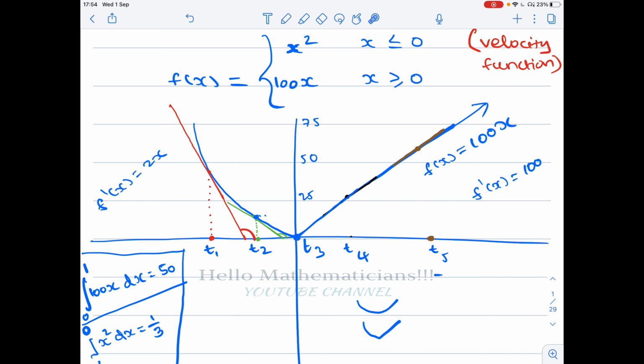For example, for this function the acceleration is its derivative. So f prime of x equals 2x. In the negative area, the derivative is 2x. In other words, acceleration is 2x. So when x tends to 0, the acceleration gradually reduces to 0. But on the positive side, the acceleration is 100. If it is 100x, then f prime of x is 100.